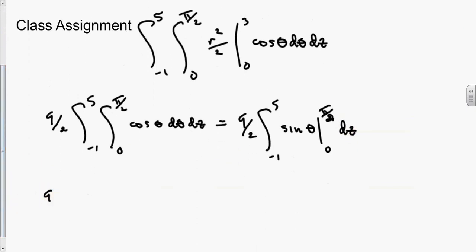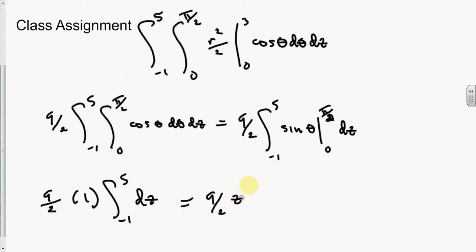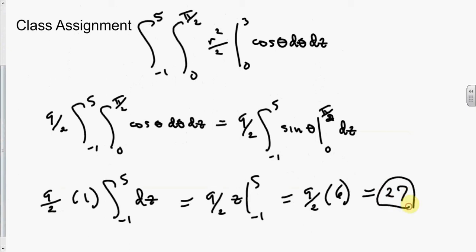So this is 9 over 2. Sine of pi over 2 is just 1. Integral from -1 to 5 dz. So this is just 9/2 times z. Z is evaluated from -1 to 5. So this is 9 over 2 times 5 minus -1 is 6. That gives 27.